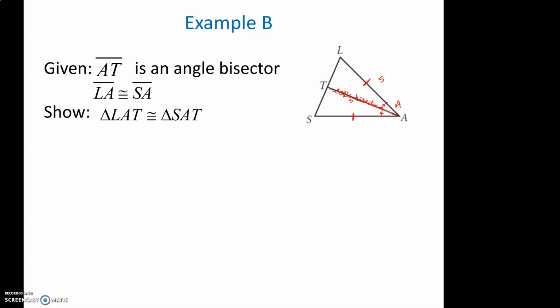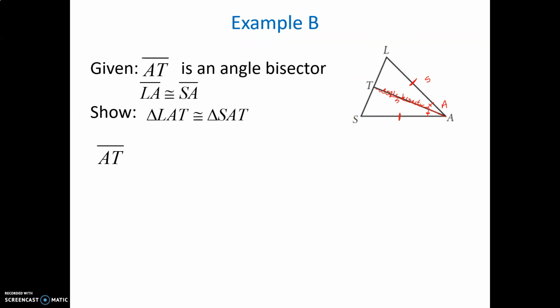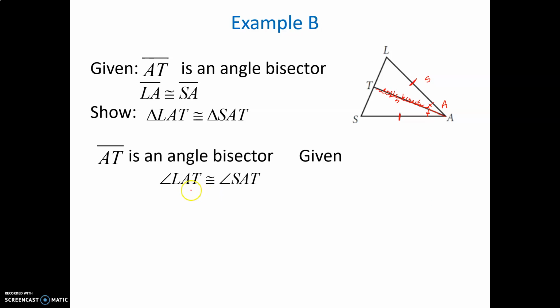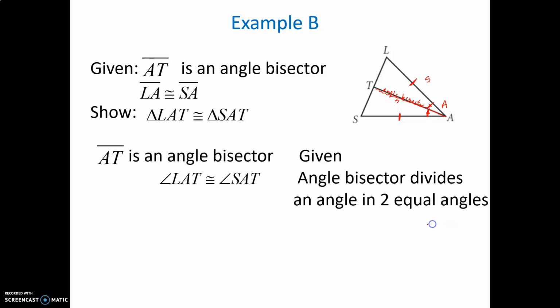Okay, first step, AT is an angle bisector. That's given. So you have to write the givens. Now, what does that tell me? Because it's an angle bisector, that doesn't give me an angle or a side, but it tells me some information. It tells me that angle LAT is equal to angle SAT. And the reason for that is, by the definition of an angle bisector, it divides an angle into two equal angles.